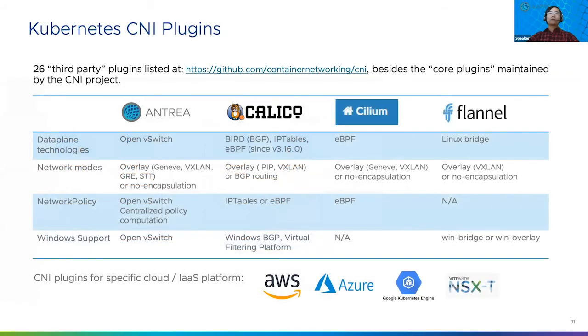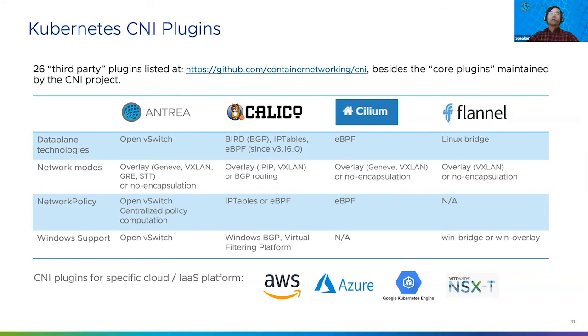So while Antonin just described how to implement Kubernetes networking with OpenVSwitch, there are actually many other implementations of CNI plugins using different technologies. On the CNI project page, there are a total of 26 third-party plugins listed besides a few core plugins maintained by the CNI project. So I will give a high-level overview of several popular plugins built with different technologies, including Antrea, Calico, Cilium, and Flannel. Antrea uses OpenVSwitch as its network data plane.